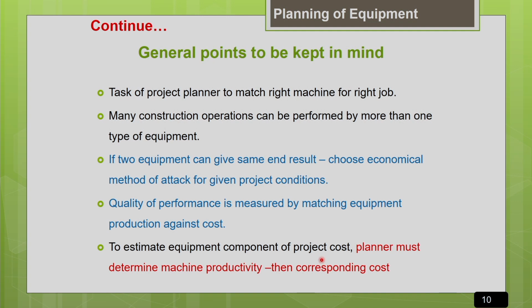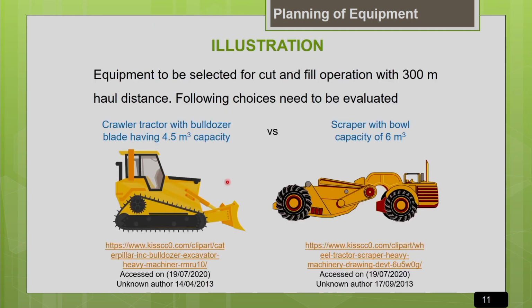Then only you will be able to estimate the equipment component of the project cost. That is why knowledge of estimation of equipment productivity and the cost associated with the machine is very critical, very important for any project planner or project estimator. How to estimate the productivity and the cost, we are going to discuss in detail in the upcoming lectures. So let us see a simple example on how to make the equipment selection.